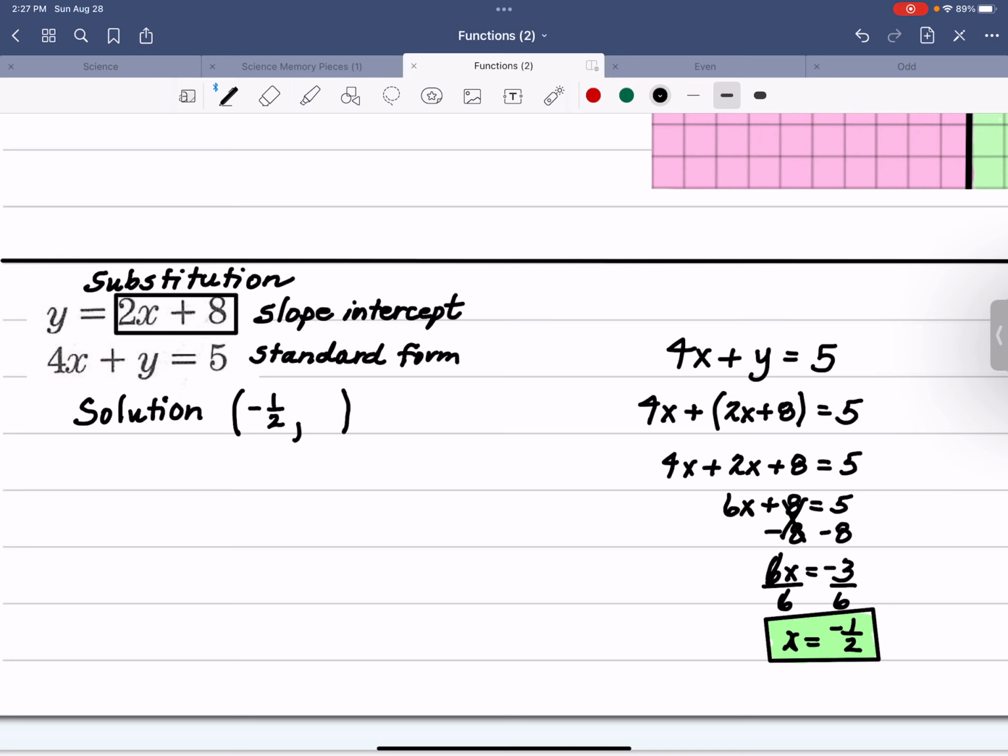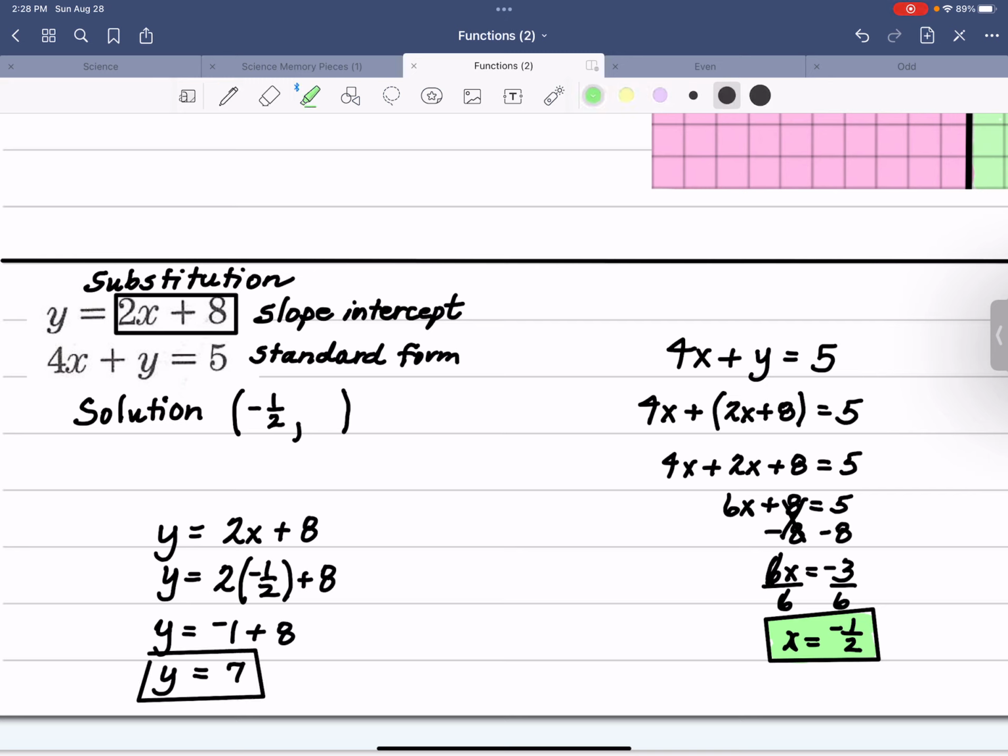Let's see what the y will be. And I think I'm going to just use that first equation because it's already set up for y. So y is 2 times negative 1/2, that's the x value, plus 8. So 2 times 1/2 is 1, and it's negative. So y is 7 for this point. That's the other half of the solution. You have to have them both to have the solution.